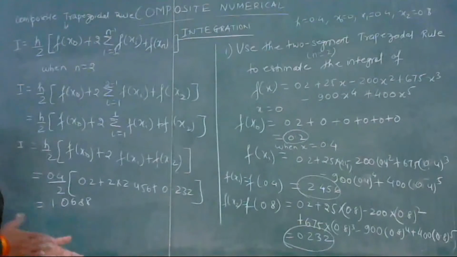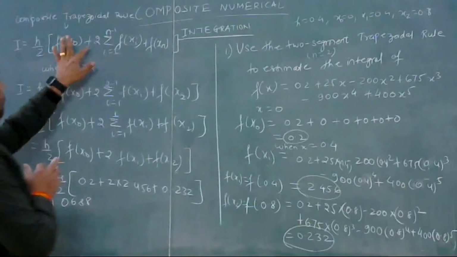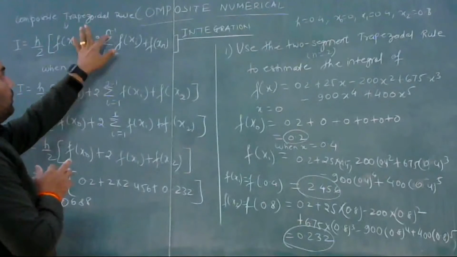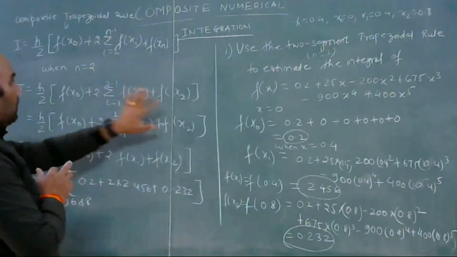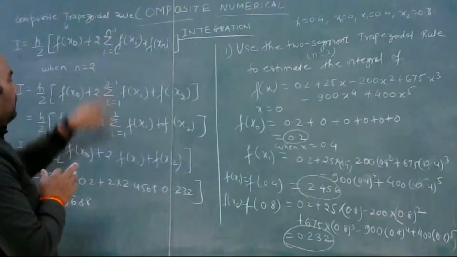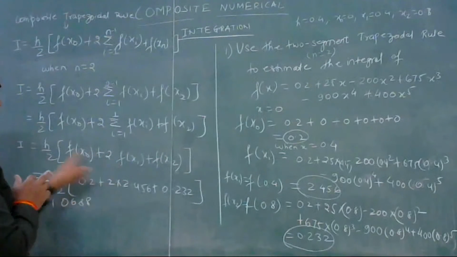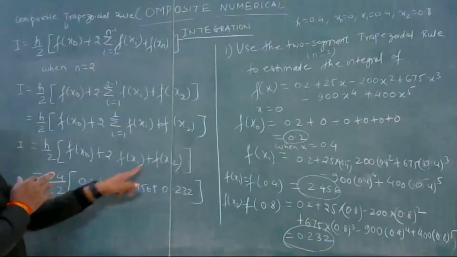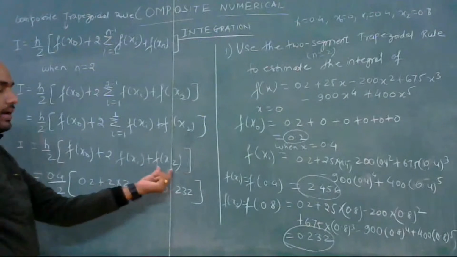the composite trapezoidal rule. So this is the formula: I is equal to h upon 2 into f of x naught plus 2 times the summation i is equal to 1 to n minus 1 of f of xi plus f of xn. Here n is equal to 2, so this will be 1, from 1 to 1, and this is x2. So this will be f of x naught plus 2 into f of x1 plus f of x2. We have to find x naught, x1 and x2.